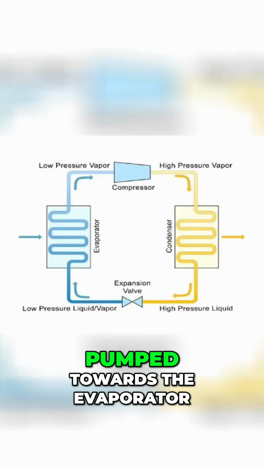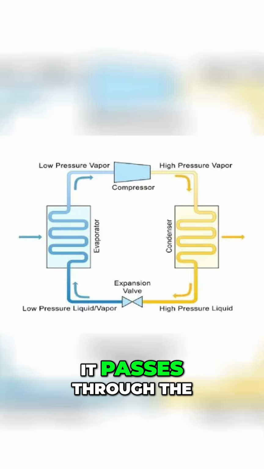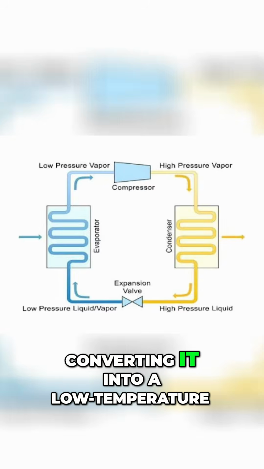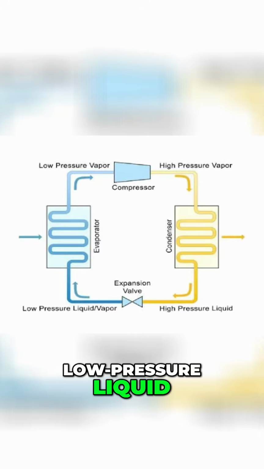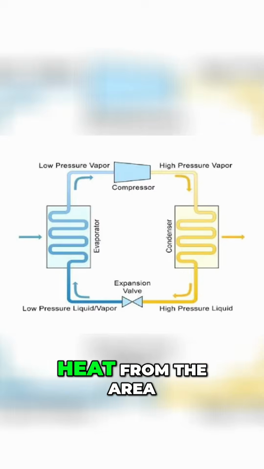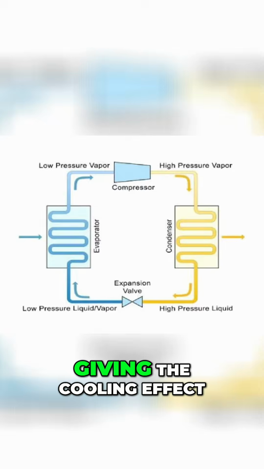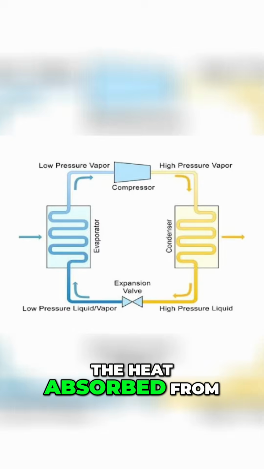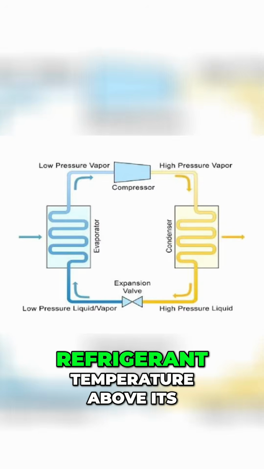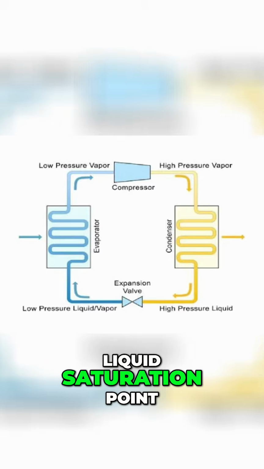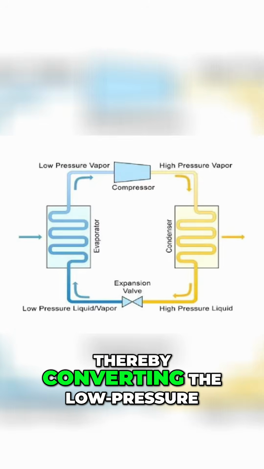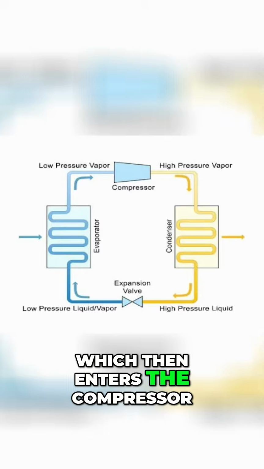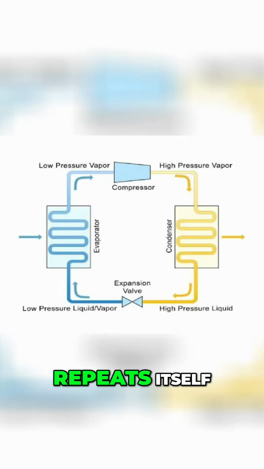As that liquid is pumped towards the evaporator, it passes through the metering device, where it expands rapidly, converting it into a low temperature, low pressure liquid, which then absorbs the heat from the area being cooled, giving the cooling effect that the system is designed to create. The heat absorbed from the cabinet raises the refrigerant temperature above its liquid saturation point, thereby converting the low pressure liquid to a low pressure vapor, which then enters the compressor, and the cycle then repeats itself.